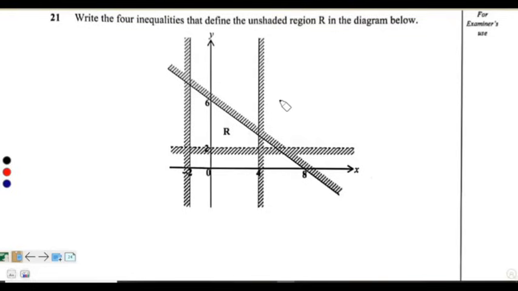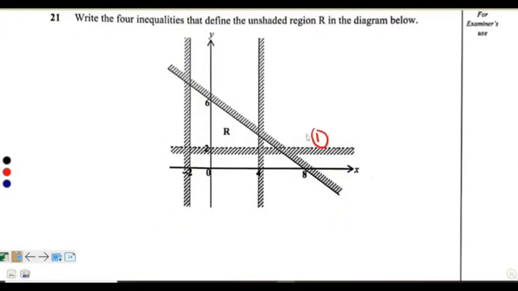Okay. Right. So we've now come to question 21. Write the four inequalities that define the unshaded region R in the diagram below. So I want to write four inequalities that are going to define this unshaded region R in this diagram. We have line 1, line 2, line 3, and line 4. So the first thing, you have to start with the simplest lines, okay? So I'll identify my lines.